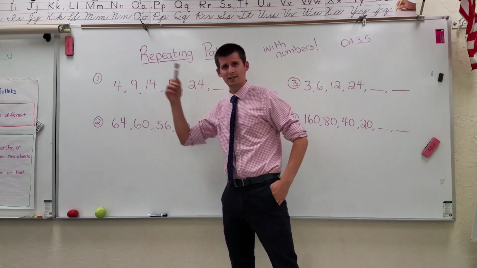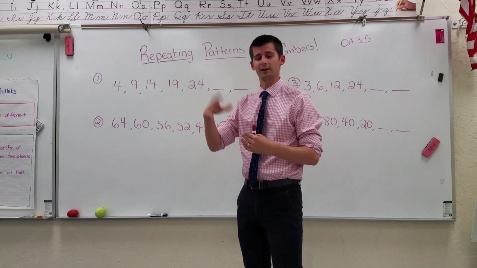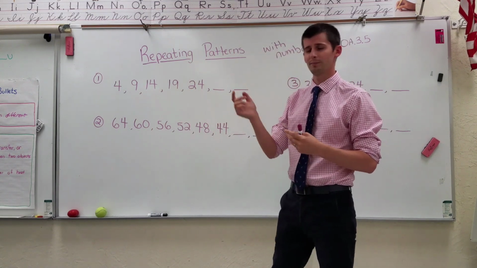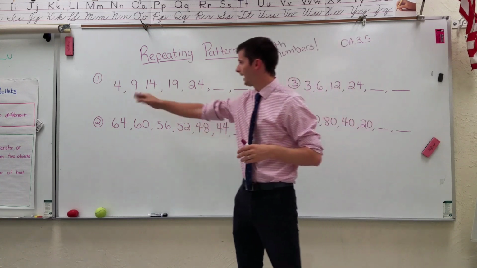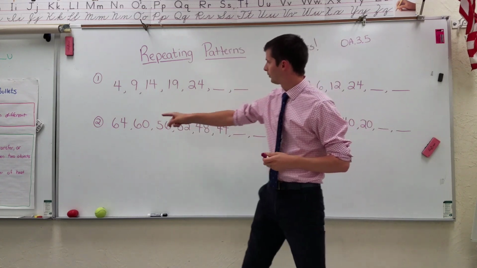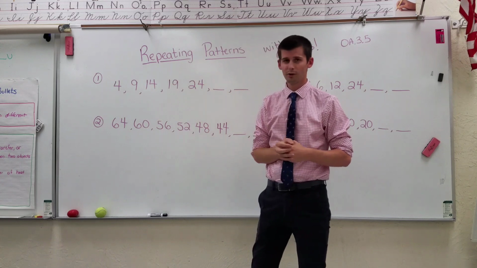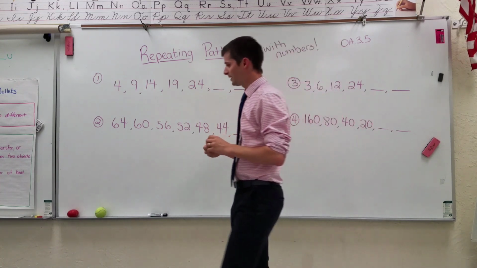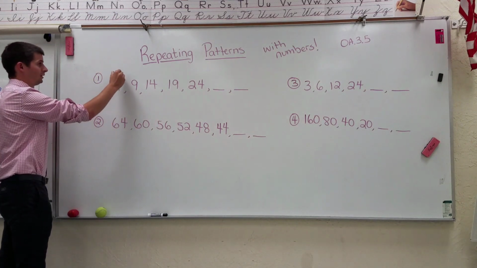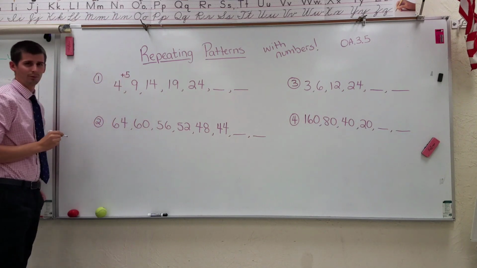So going from 4 to 9, I notice that our numbers are increasing, they're getting bigger. So I can get larger numbers by either adding or multiplying. So I want to see if I added or multiplied here. So going from 4 to 9, well, there's no whole number I can multiply 4 by to get 9. So I must be adding. So 4 plus 5 would give me 9.